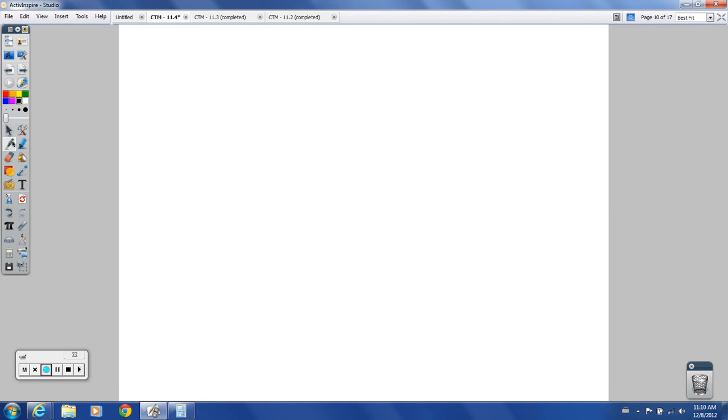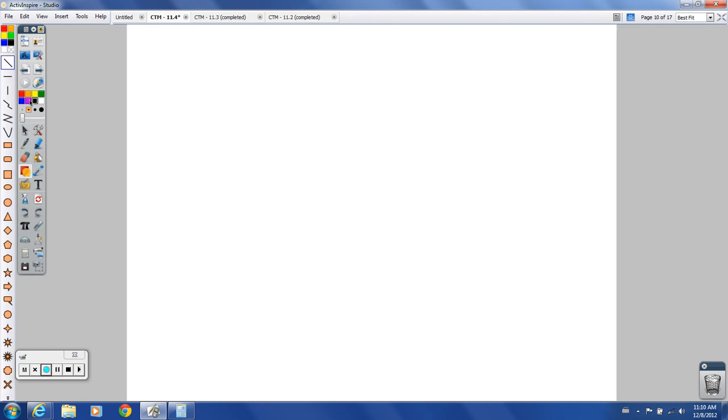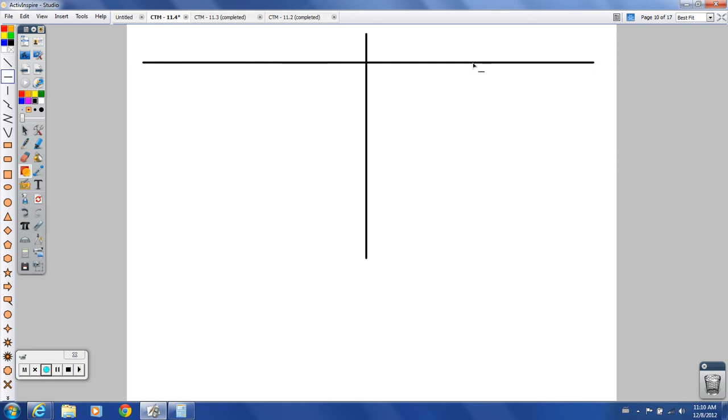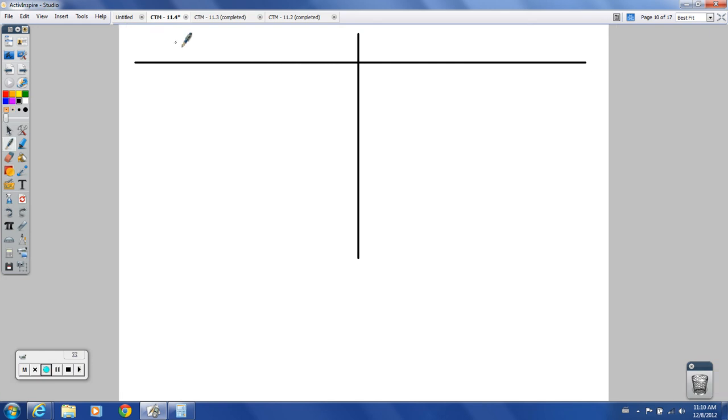So I'm going to make a little table. Please do the same yourself. We're going to split this up into actuarial method and the rule of 78ths method. So let's put the actuarial method over here, and the rule of 78ths over here.